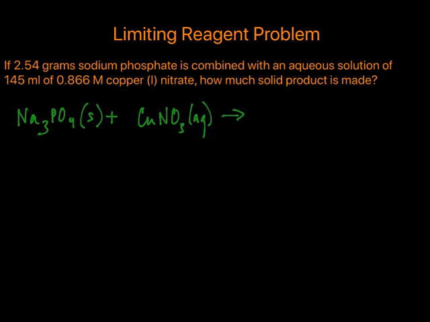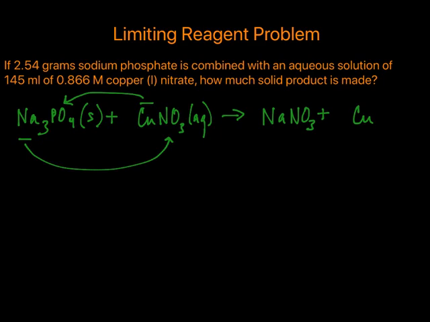So in a double displacement reaction, you'll have the cations. This cation will now combine with that anion, and this cation will combine with that anion. So the products are going to be sodium nitrate and copper 1 phosphate. Why do we know that it is going to be copper 1 phosphate? Because the copper 1 here is a +1 charge, so the copper here must be a +1 charge.